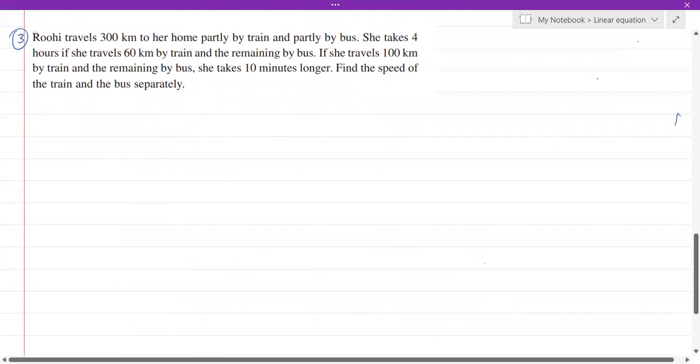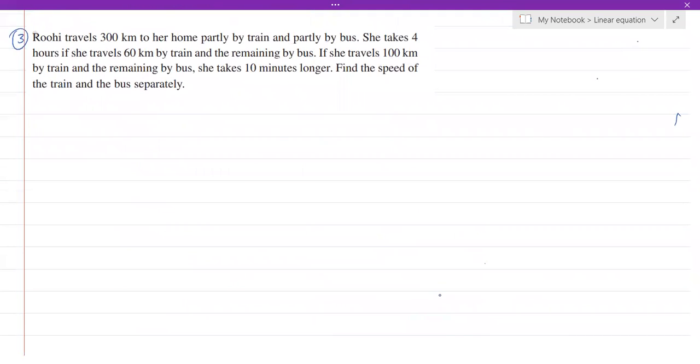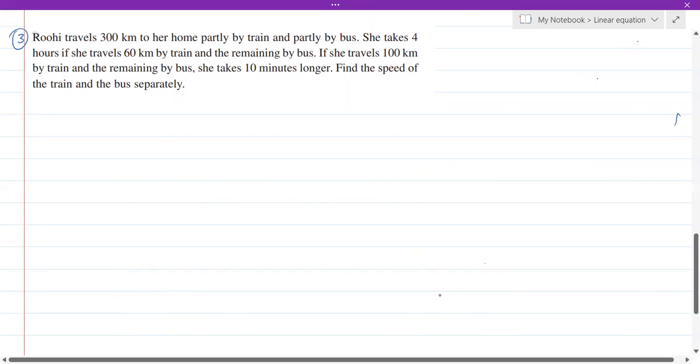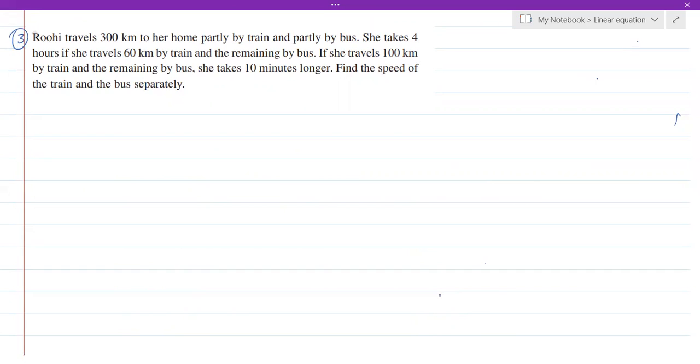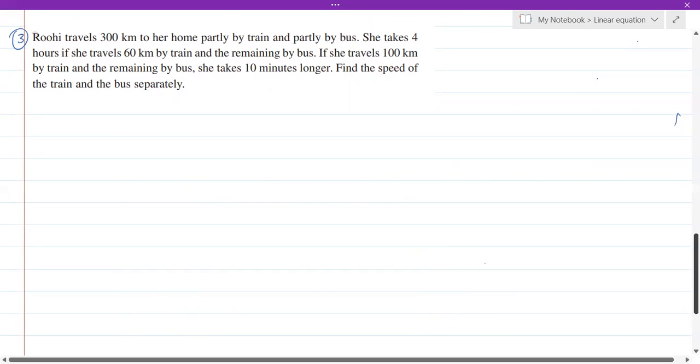In the next question, Ruhi travels 300 km to her home, partly by train and partly by bus. She takes 4 hours if she travels 60 km by train and the remaining by bus. So what is the condition given? She will take a total journey of 4 hours if she travels 60 km by train and the remaining by bus. If she travels 100 km by train and the remaining by bus, she will take 10 minutes more. Find the speed of the train and the bus separately. This is the question that we have to find.